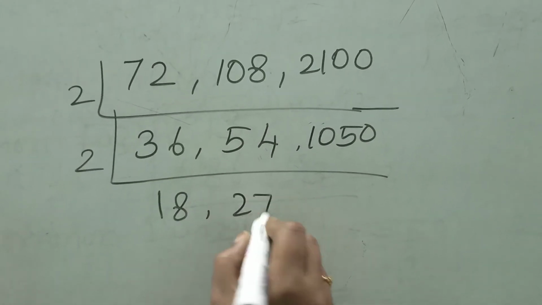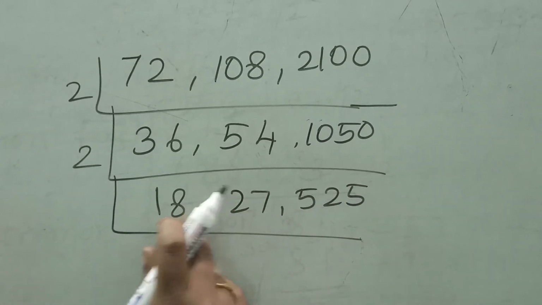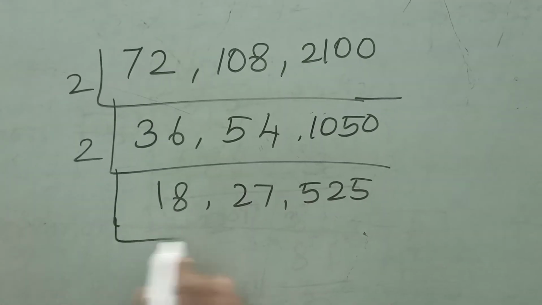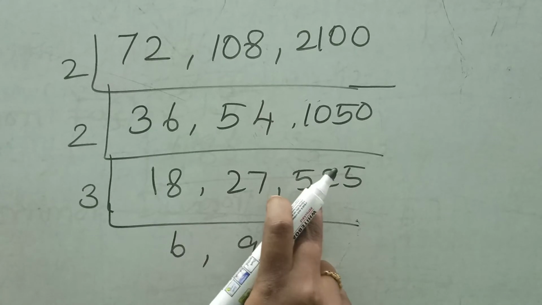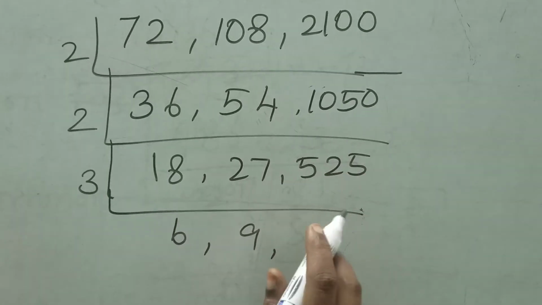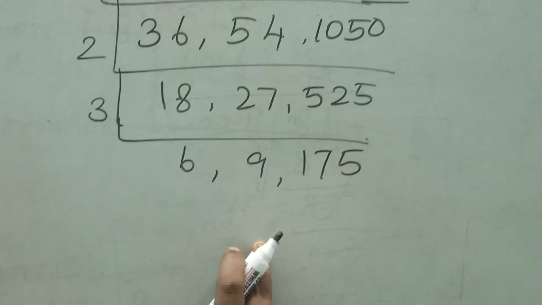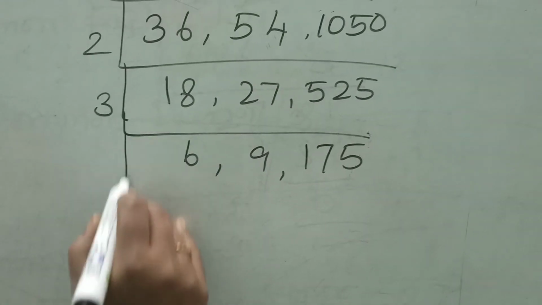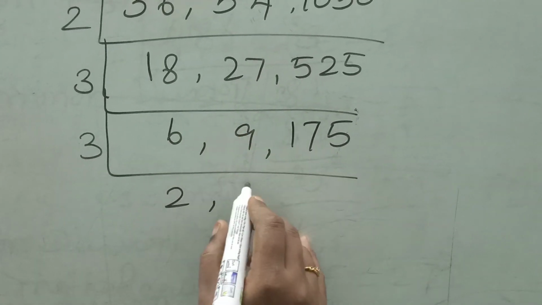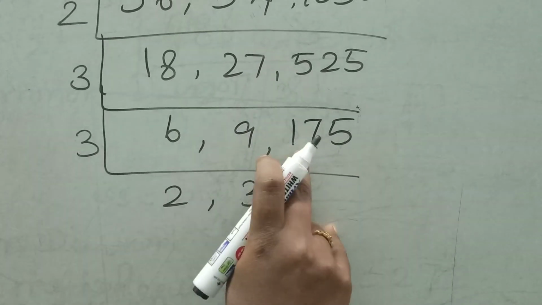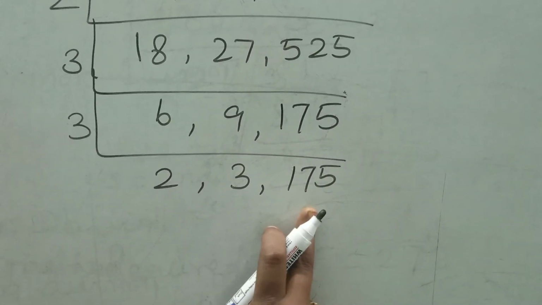It will give 18, 27, 525. 18 and 27 are divisible by 3. Divide the numbers by 3. It will give 6, 9. 525 is also divisible by 3. It will give 175. Next divide the numbers by 3. 6 divided by 3 is 2. 9 divided by 3 is 3. 175 is not divisible by 3. Therefore write as it is.